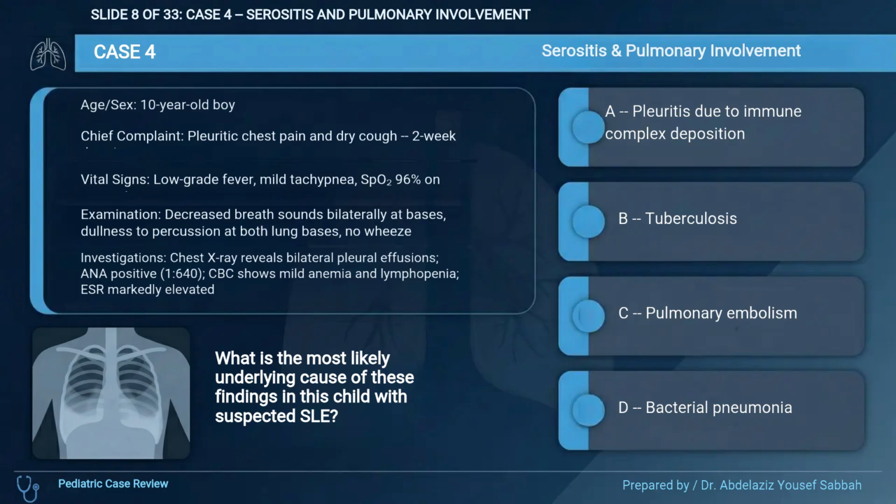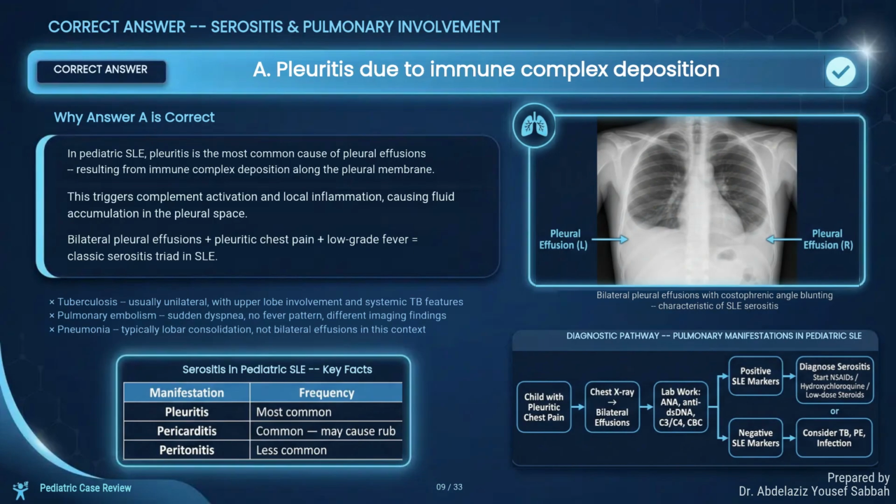Option A, pleuritis due to immune complex deposition. Option B, tuberculosis. Option C, pulmonary embolism. Option D, bacterial pneumonia. The correct answer is option A, pleuritis due to immune complex deposition.